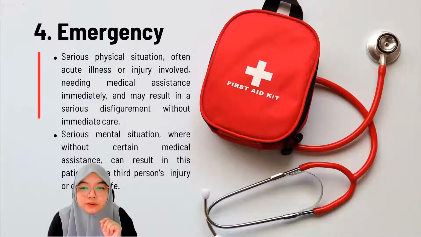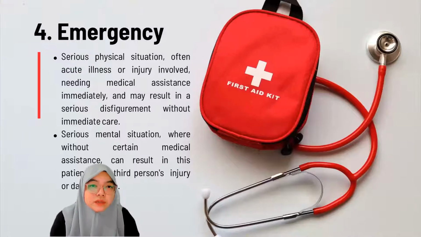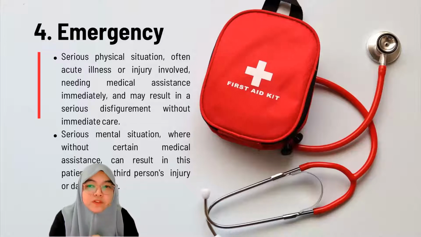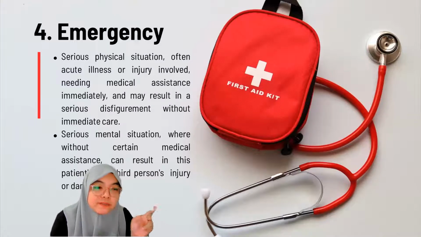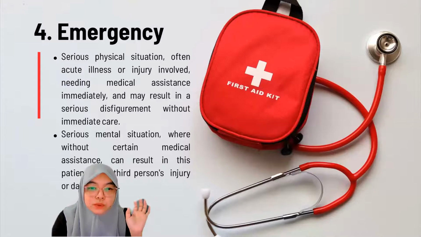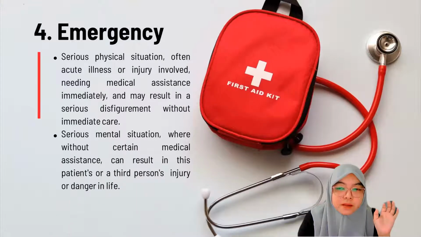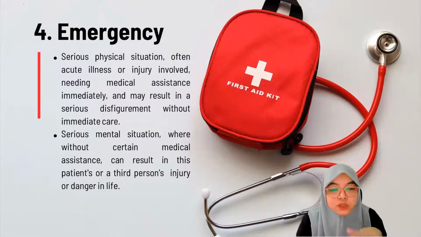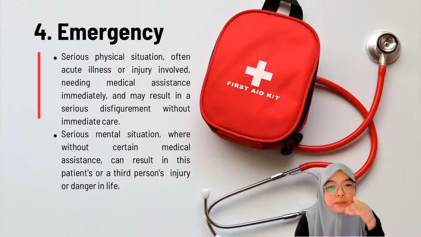Now let's take a look at emergency, number 4. A serious physical situation, often involving acute illness and injury. An emergency team or first aid kit needs to always be there, because when you are organizing any event, especially a huge event or mega event, like I mentioned earlier, since there is a huge crowd, it's quite hard for you to control everyone. That's why you need to have an emergency team or medic team to control the situation in case there is any emergency or anything related to medical.